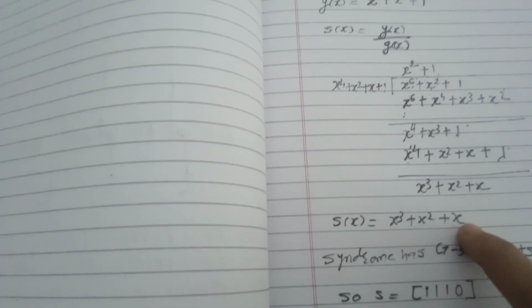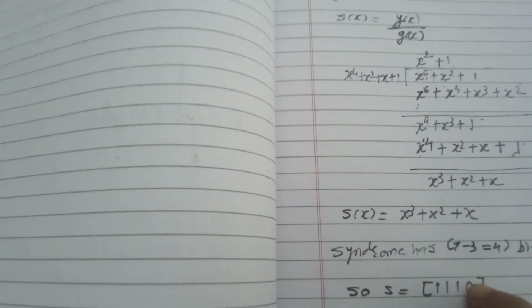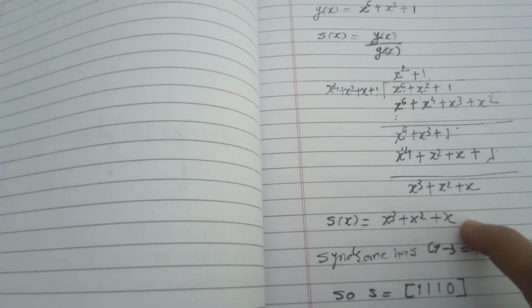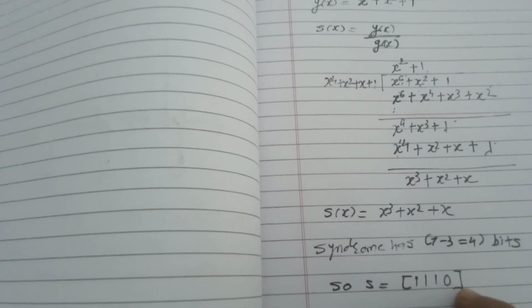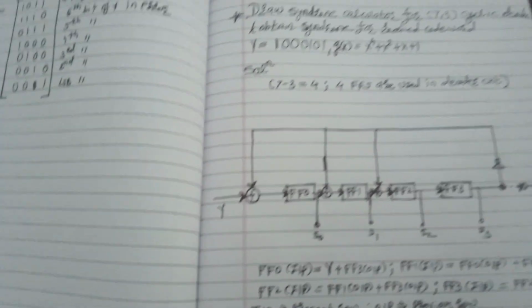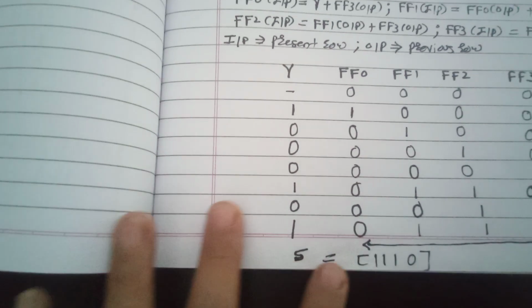X square is there, 1. X is there, 1. Then x raised to 0 is not there, that's why 0. X raised to 0 is 1. So that term is not there, so 0. So the syndrome is 1110. So this is your syndrome, and in this method also, in the circuit implementation, we have got the S as 1110. So our answer is correct.